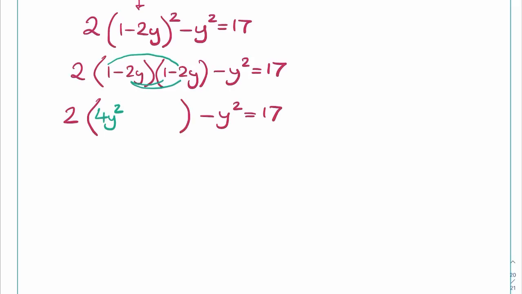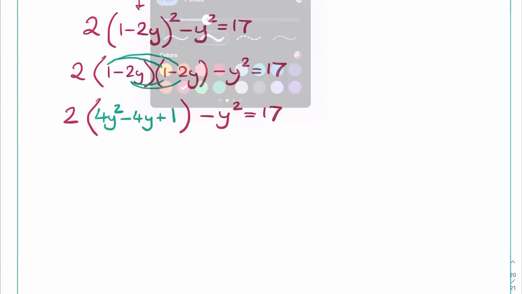Minus 2y minus 2y is minus 4y. Then I've got the 1 times the 1, which is just plus 1. And there it is expanded. Now you can expand that to the side, tidy it all up, put it into this same order, but I just like to do it in one go.